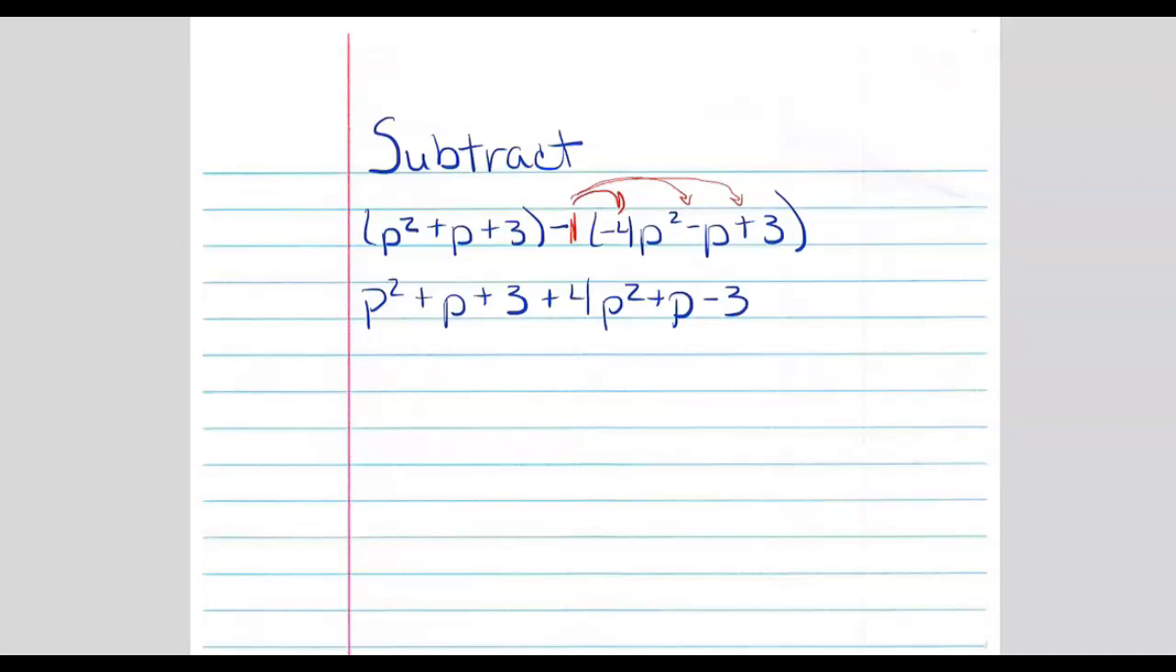Now this looks just like addition. Everything's back to the way it was before. We're just combining like terms. So p squared plus 4p squared, that would be 5p squared. And then I have a p and a p, so plus 2p. And then I have my constants. I have a 3 and a negative 3. What's 3 minus 3? That's 0, so I just don't write anything. So your answer to combining these through subtraction would be 5p squared plus 2p.